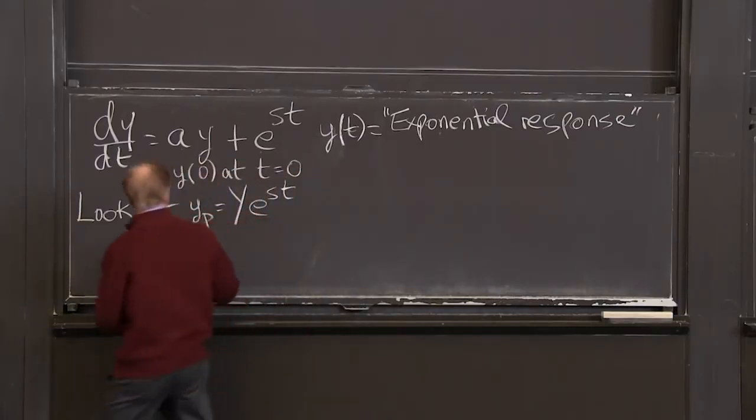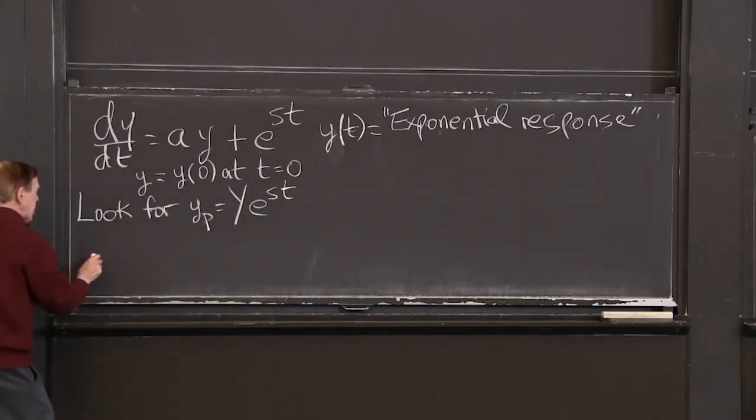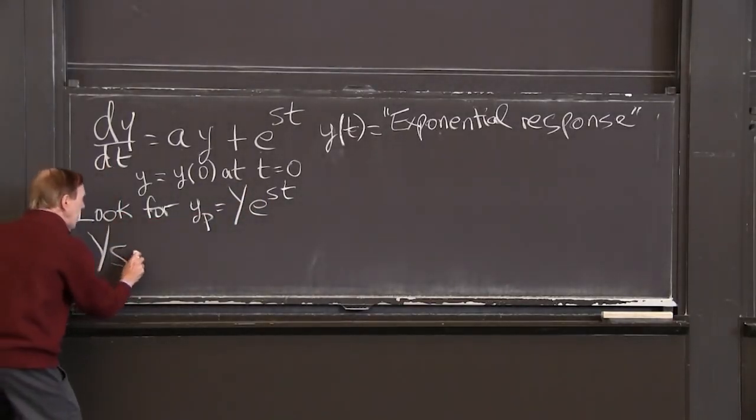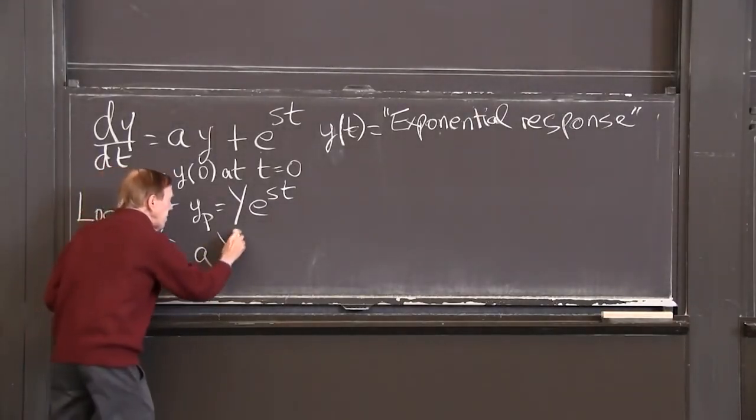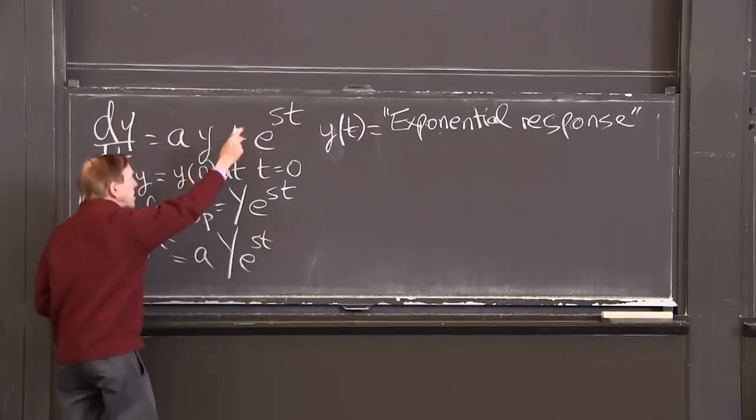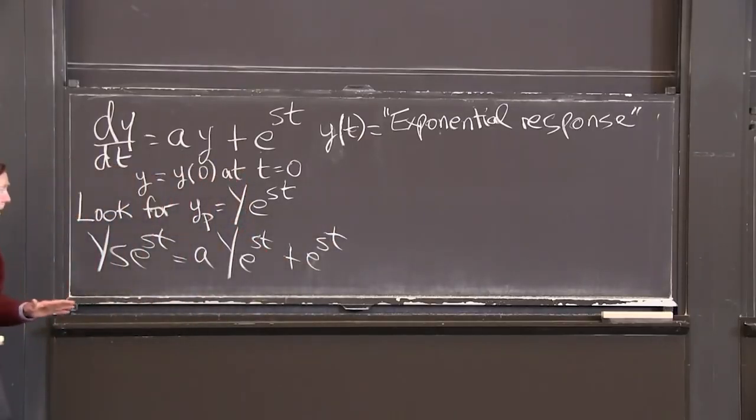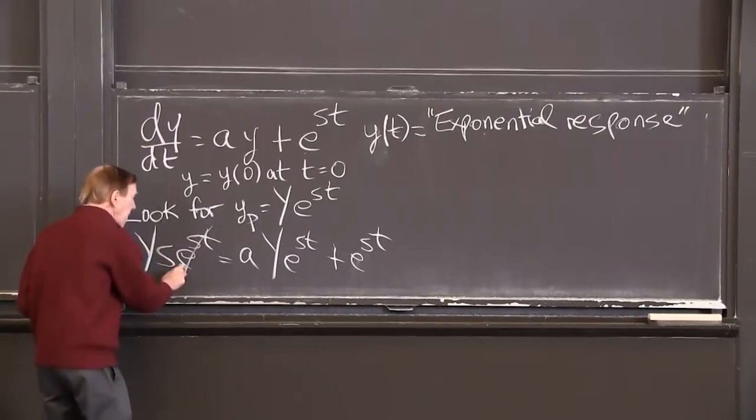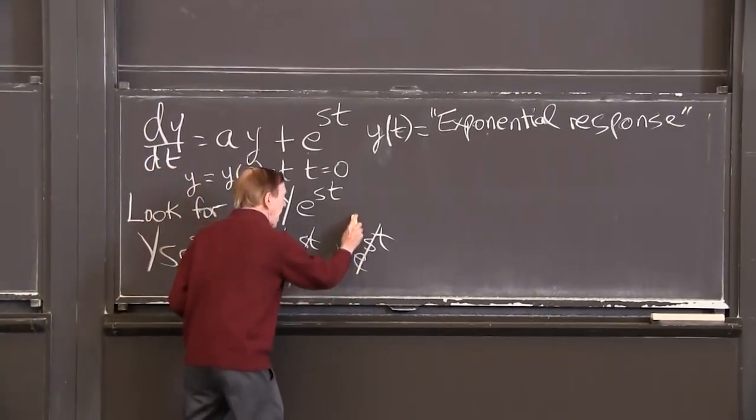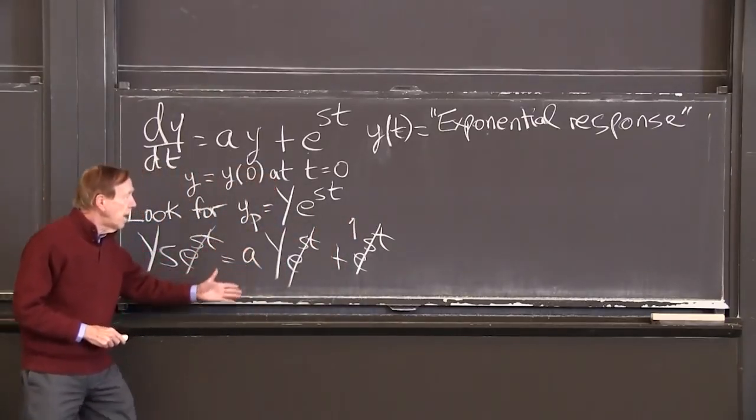So let's do that. The derivative of an exponential will bring down a factor s, so there'll be a Y s e to the st from the derivative, and that will have to equal a times Y e to the st plus the source term e to the st. I just substituted it in. Now, the nice thing is I divide by e to the st, which is never 0. Factoring that out just leaves me with a 1. So I have Y times s, equals Y times a, plus 1.